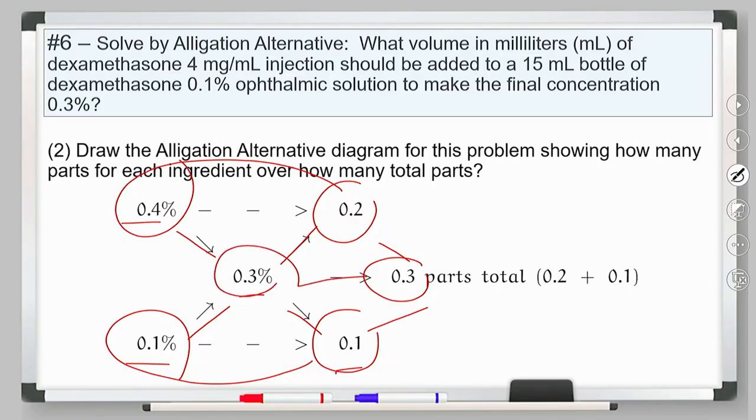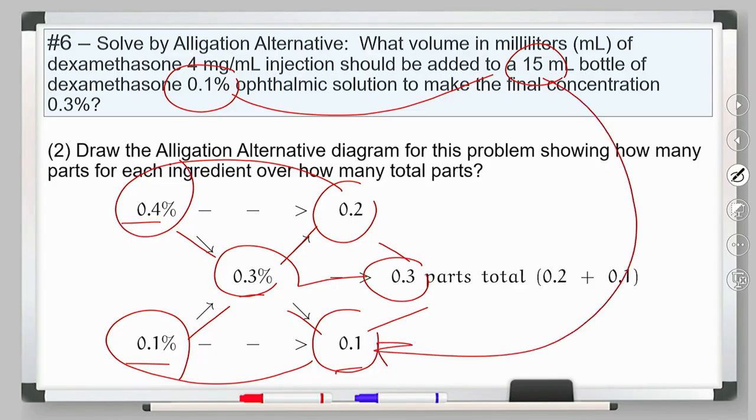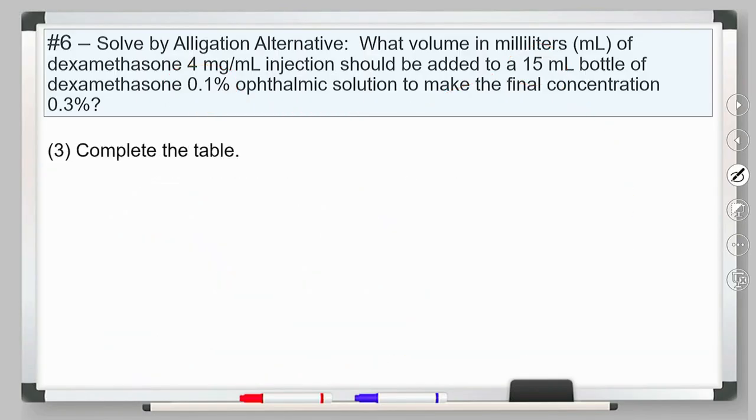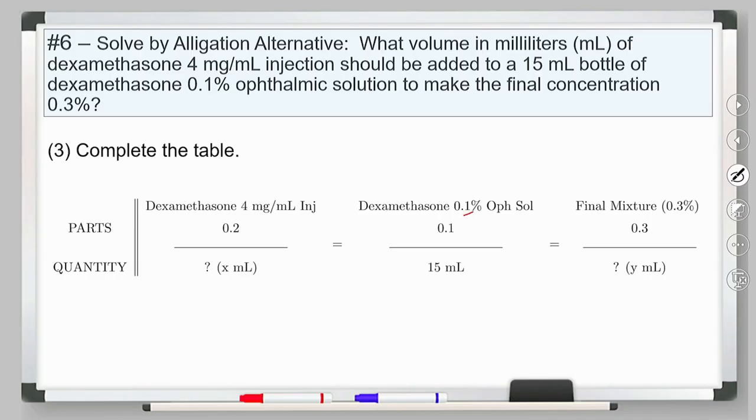Now let's look, what quantity do I have? I have a 15 ml bottle of a 0.1%. So these two go together. So the 15 mils goes down here with the 0.1 parts. So let's set up that proportion. Basically 0.1 parts for every 15 milliliters of the 0.1%. Now I can set my parts over the unknown Q's all equal to that. And what am I solving for? Volume of this. So this is what I want.